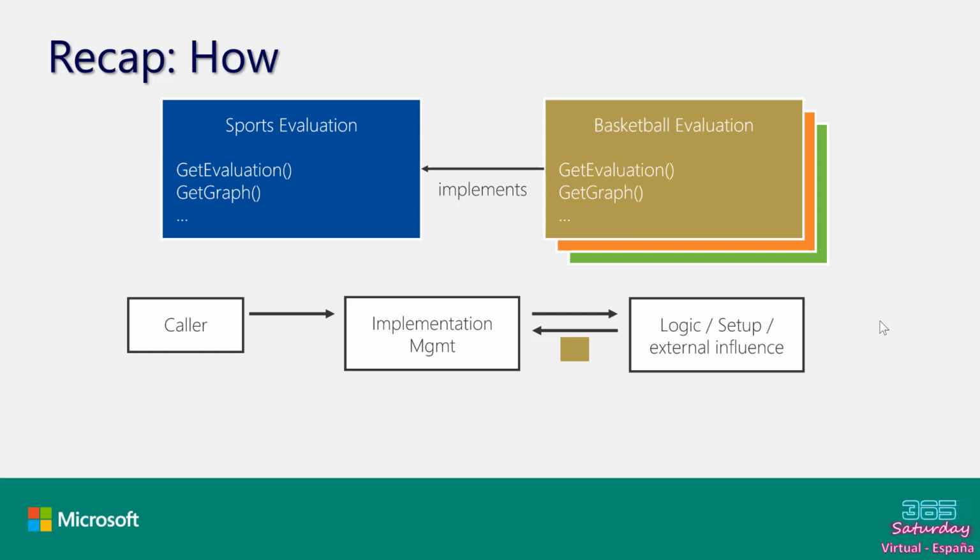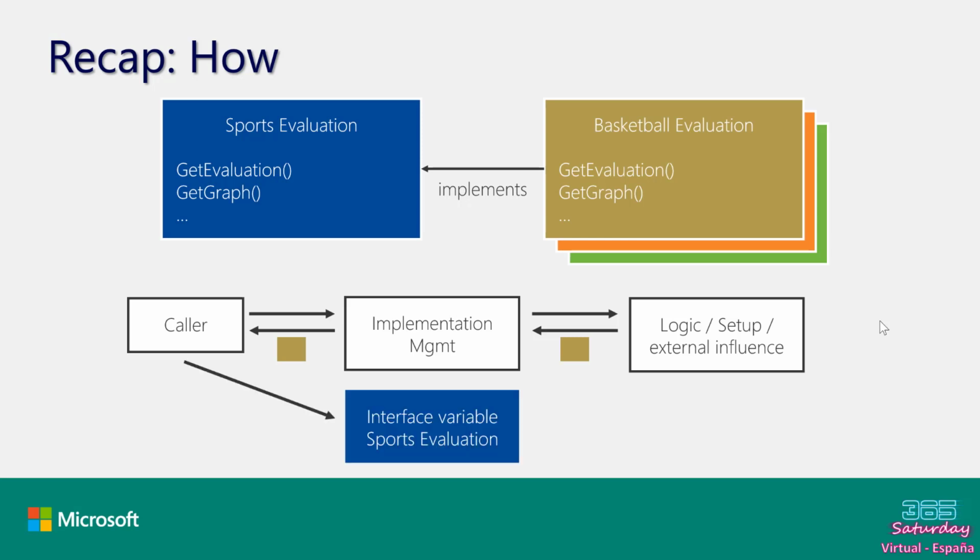In that particular instance, it returns the basketball evaluation implementation to the caller, and the caller still uses the interface variable, the sports evaluation interface variable, but it actually calls the basketball evaluation code. And that way we can, as we've seen, easily replace stuff. We can make changes to the actual wiring of the implementation, but we still use the interface variable. There's no breaking change. The caller doesn't need to worry, but the right code is called.